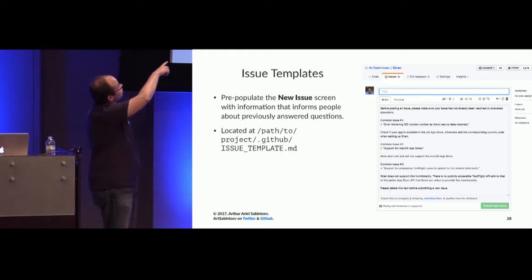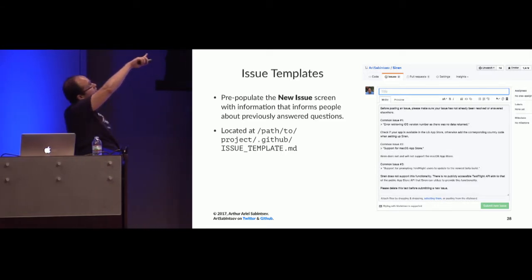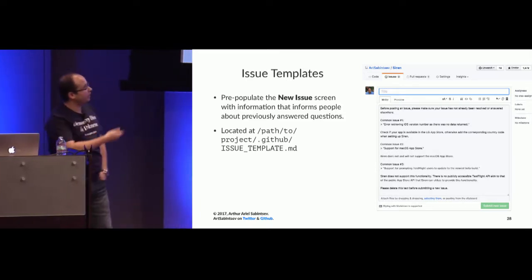So all you do is put a file called issuetemplate.md into your repository's top-level directory. You create a hidden .github folder, and you put it in there, and it'll just show up.